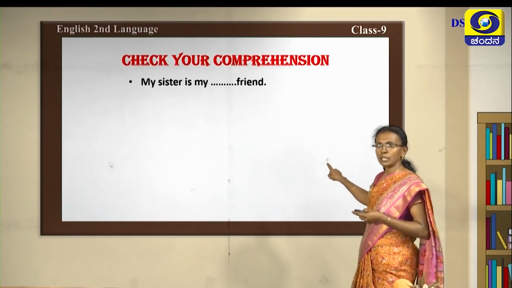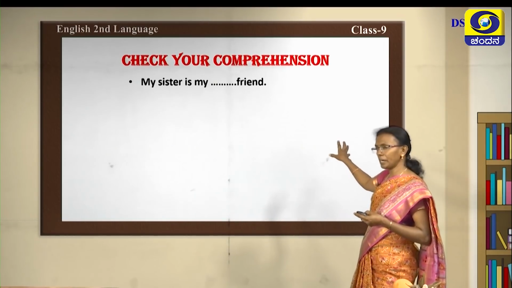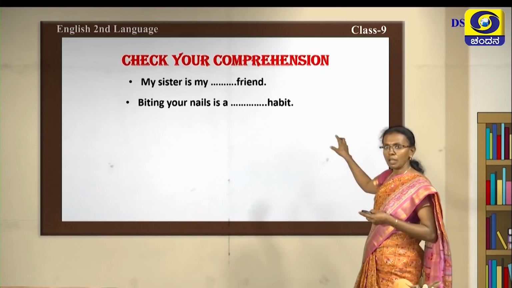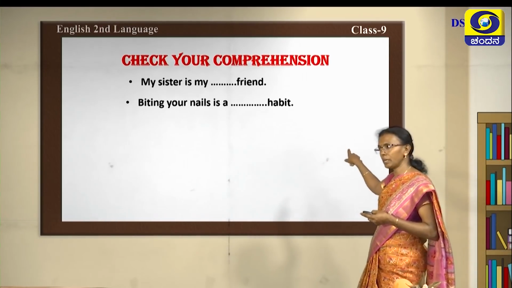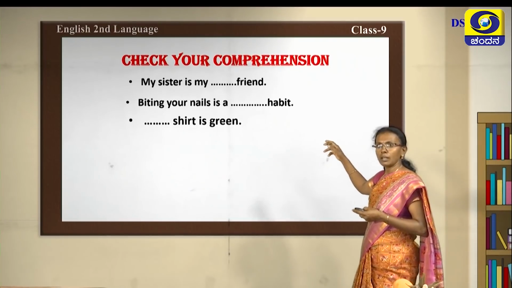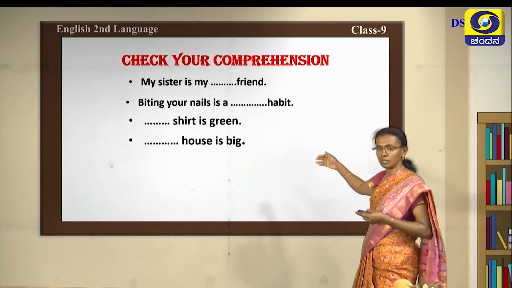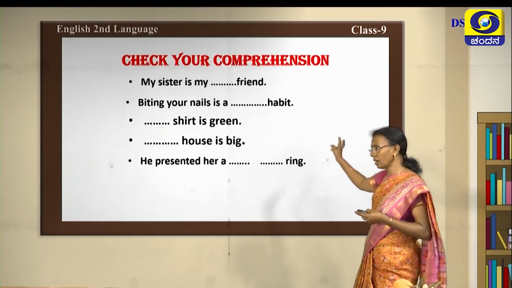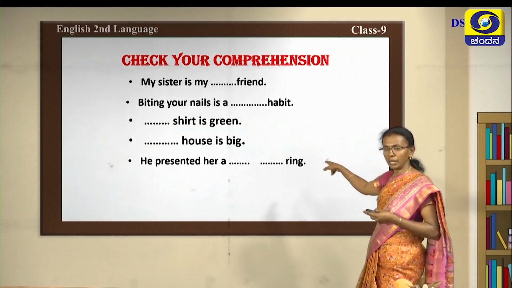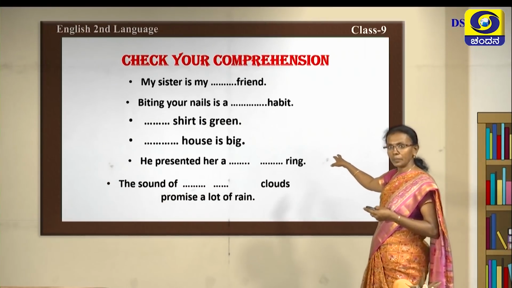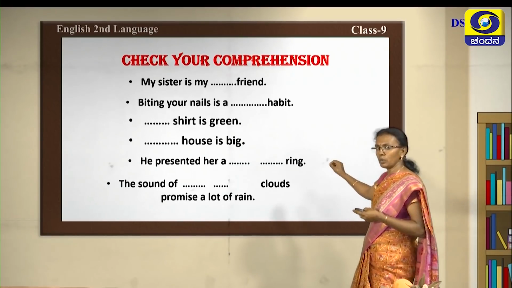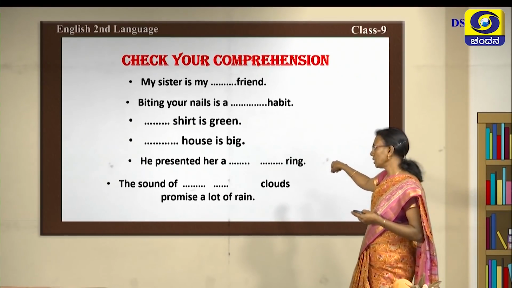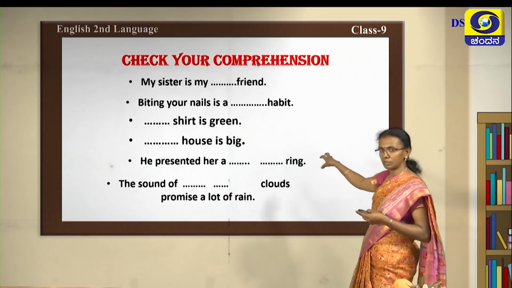My sister is my dash friend. Friend is the noun there, it is describing the noun. So we will see the answer. Biting your nails is a dash habit. You all know that. What habit? Dash shirt is green. Dash house is big. He presented her a dash, and there are two adjectives there. You have to keep in mind, ring is the ending word. The sound of dash and dash clouds promise a lot of rain. The key answers are the describers, meaning adjectives.